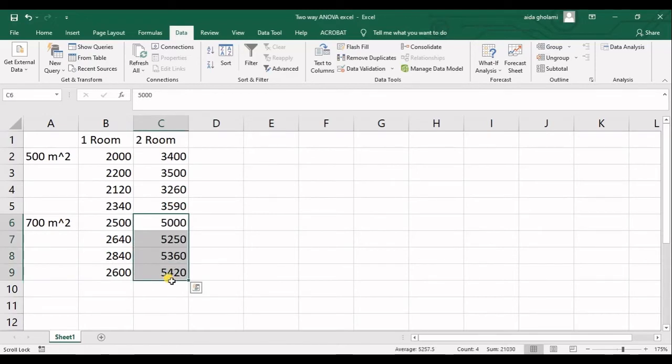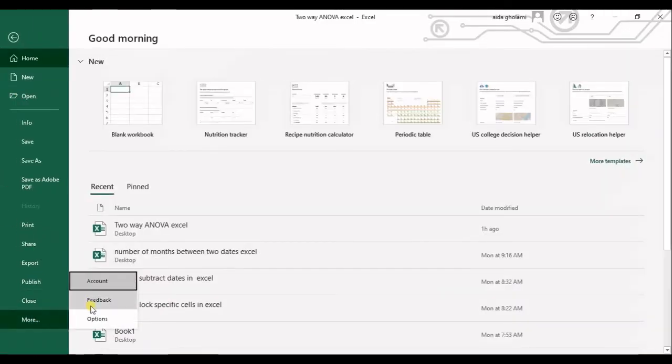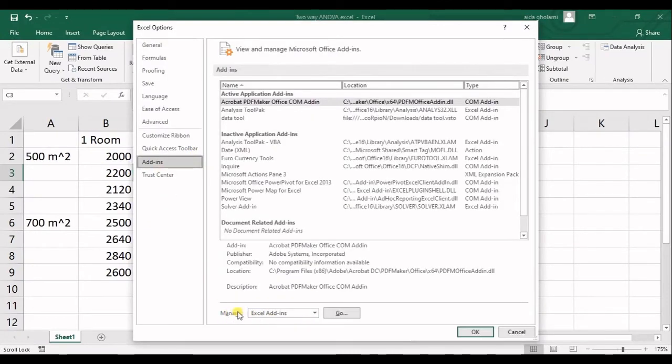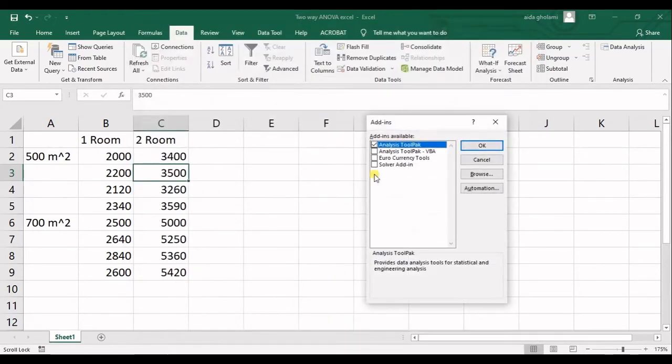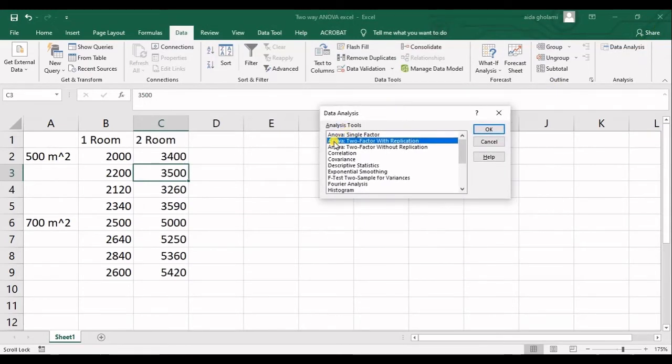Okay, what we're going to do is go for Data Analysis in the Analysis tab. If you don't see it right there, go to File, More, Options, and in Add-ins, click Manage Excel Add-ins, click Go, and here check the Analysis ToolPak and click OK. So I will click on Data Analysis, and here is what I want: ANOVA 2-factor with replication.